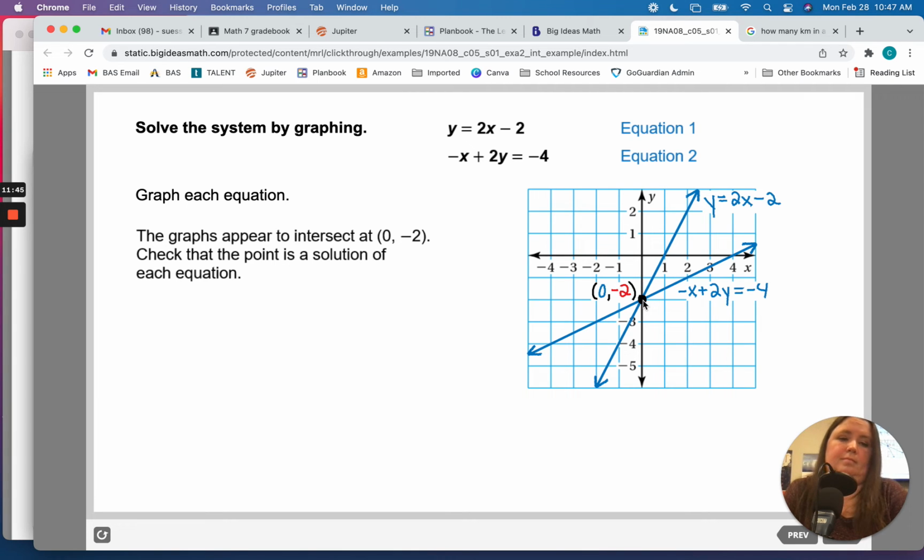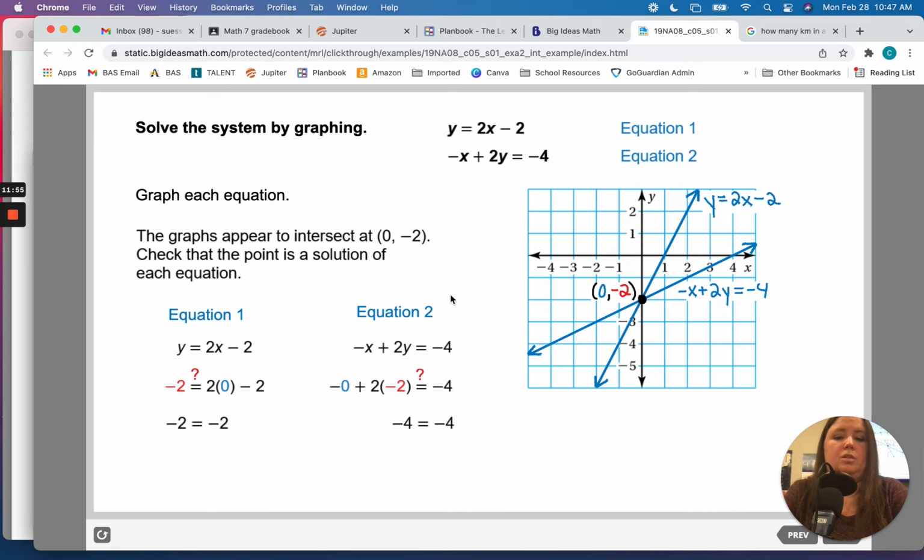0, -2. They did not go left or right, so 0, and they went down 2. So the point where these two cross is at 0, -2, or the solution of these two lines is 0, -2.